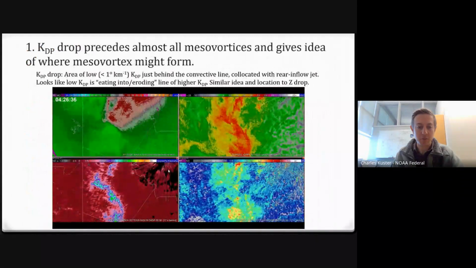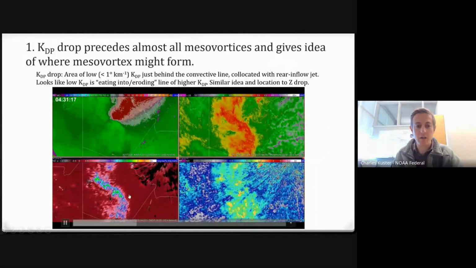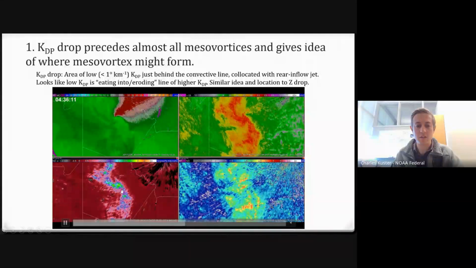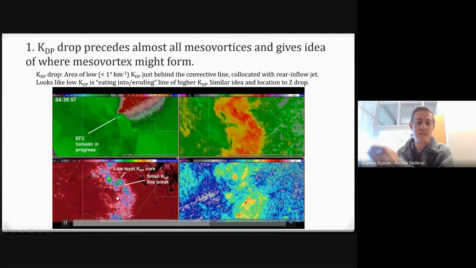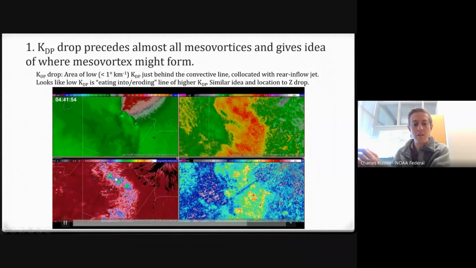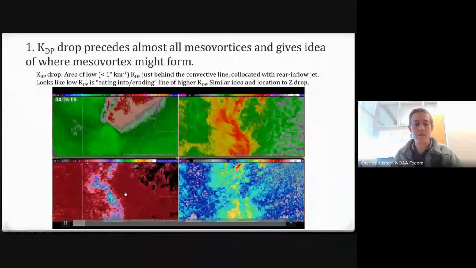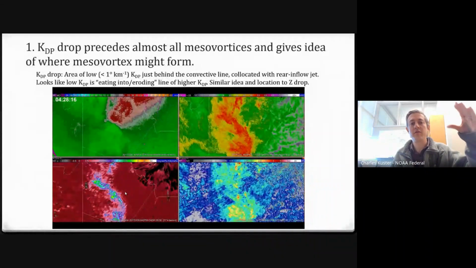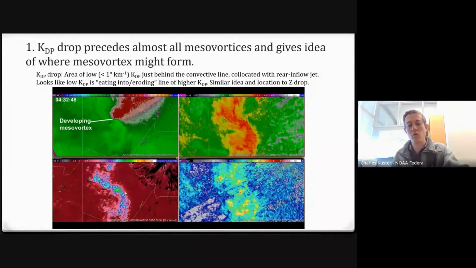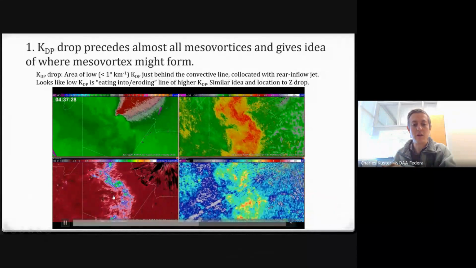So, KDP drop. First thing to do is just point out what a KDP drop is. It's an area of low KDP just behind the main convective line, and it kind of eats into or erodes away the higher values of KDP along the updraft-downdraft convergence zone. This signature, like I mentioned, is associated with descending air in the rear inflow jet. As that air descends, it warms, we get evaporation, and that's why the KDP lowers.